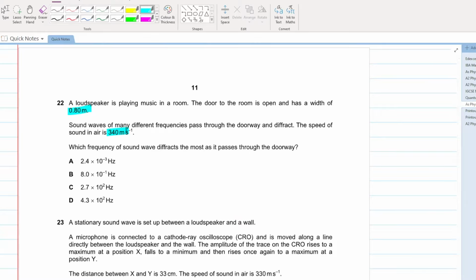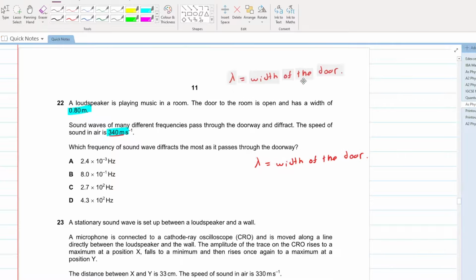Okay. So when does maximum diffraction occur? Can you guys tell me when does maximum diffraction occur? Maximum diffraction occurs when the wavelength is equal to what? Width of the door. When the wavelength is equal to the width of the door, that means you have the maximum diffraction. Now you have the speed, you have the frequency. Can you calculate the wavelength for each of these sounds A, B, C, D? Yeah, you can do that.